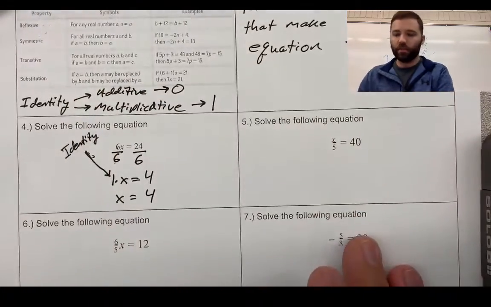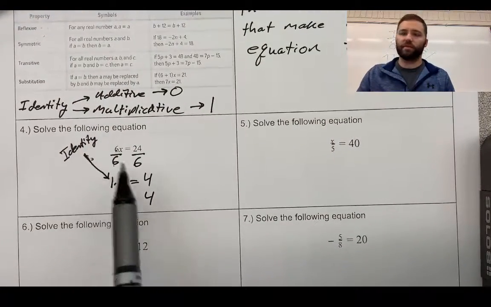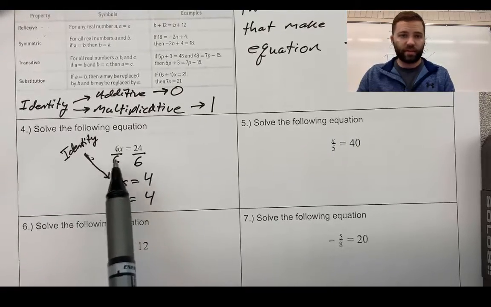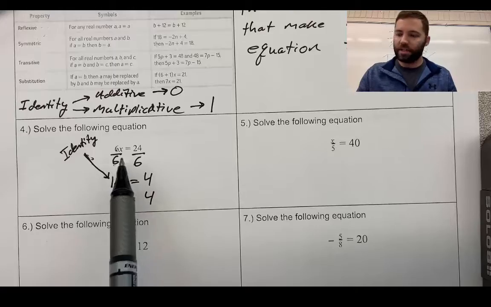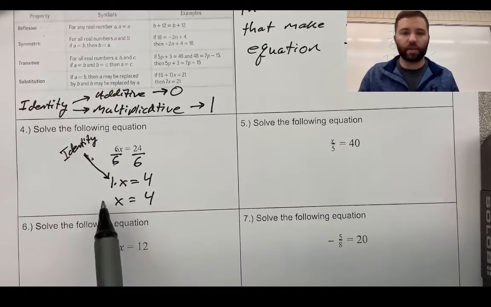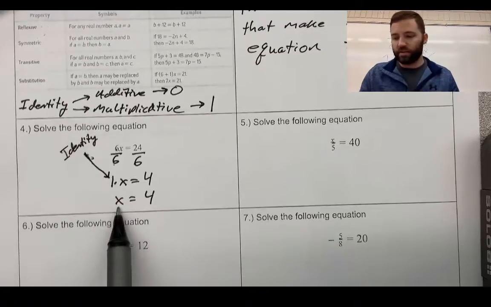It's not a huge deal, but what I want you to know is that this is not some sort of magic trick. The 6 over 6, dividing by 6, does not make the 6 disappear. It just makes a fraction that simplifies to 1, which is the identity in multiplication. And so we end up with just x equals 4.